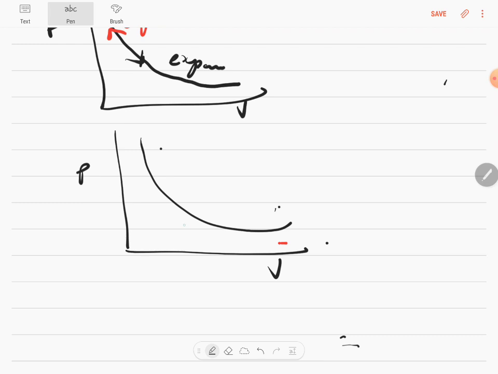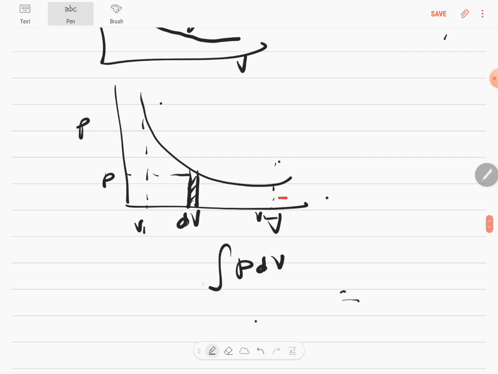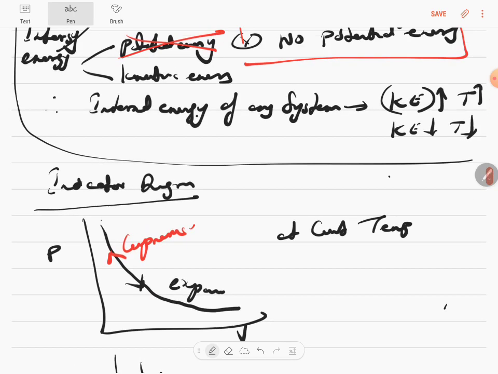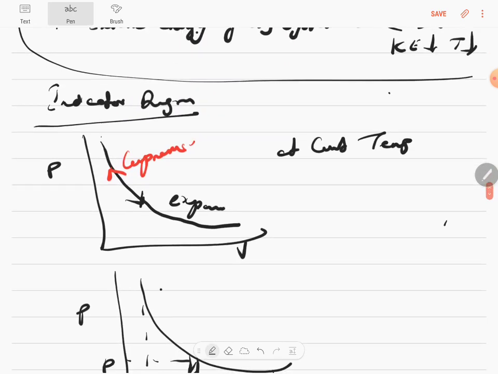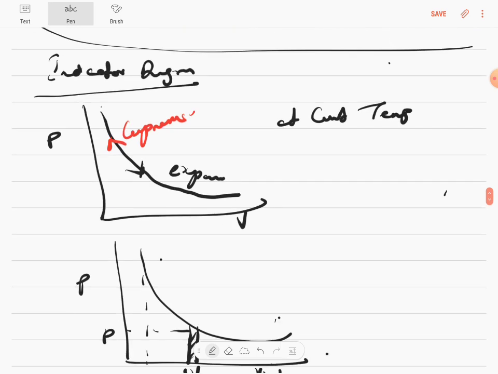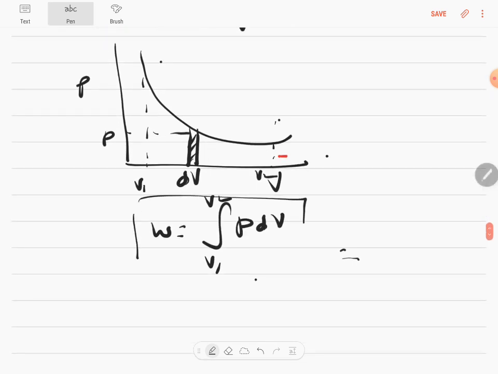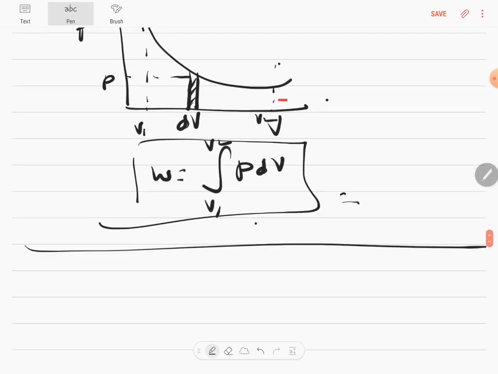And how to find the work done under a curve? That's when integration comes into play. Just take a small rectangle of width dV. This whole graph is from V1 to V2. The area of this small rectangle is its y coordinate P into dV, which can be integrated from V1 to V2, and that will be the formula for work done. So from the indicator diagram, you understand the graph for expansion and compression at constant temperature, and how to write the work done by calculating the area under the graph, which is basically by integration.